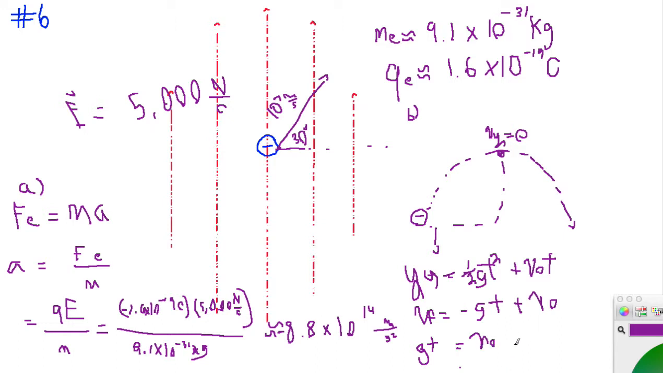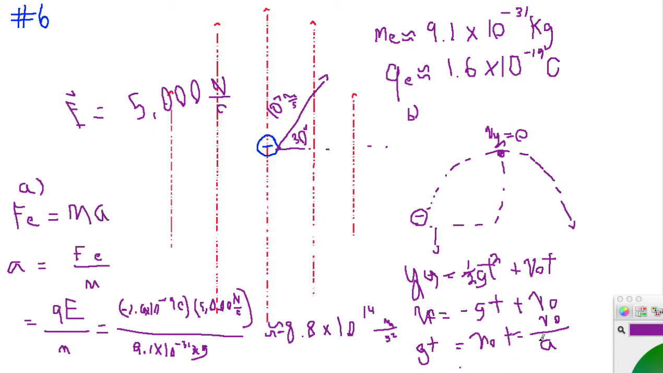Therefore, the actual time it's going to take is going to have to equal v0 divided by our acceleration. But in this case, our acceleration is going to be the result from part A. So we'll just have the magnitude of a right here, and it's going to stay constant no matter what, because the actual electric field is uniform in all ways.